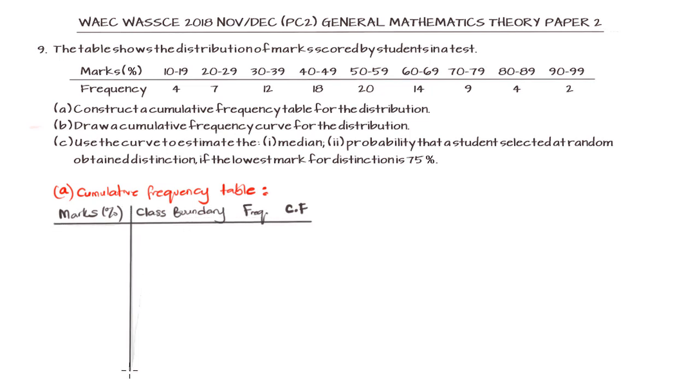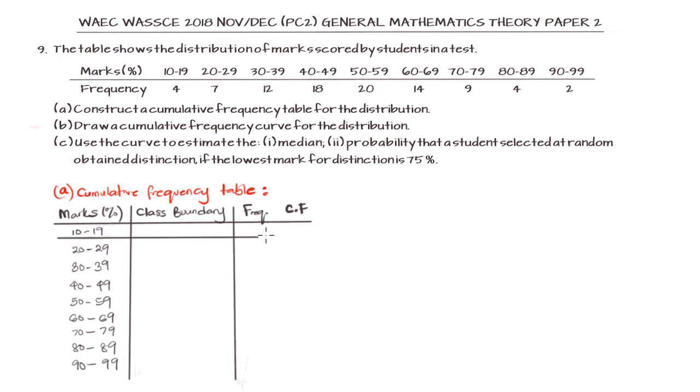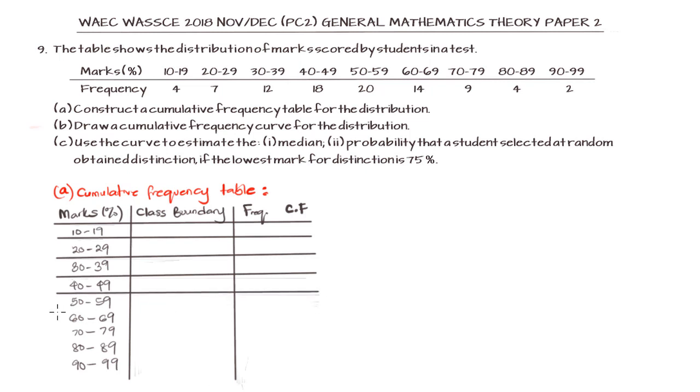Now, if we go ahead to populate our table with the information that we're given from the question, we have 10 to 19, 20 to 29, 30 to 39, 40 to 49, 50 to 59. All of these are the range of the marks that was scored by the students, down to 90 to 99. Then we can go ahead to finish up our table by estimating the class boundary, then putting in the frequency, then evaluating the cumulative frequency.